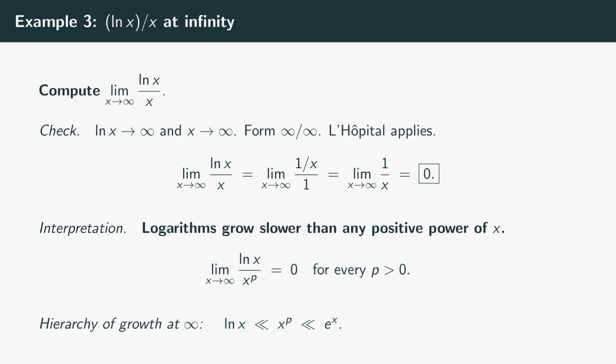Logarithms grow slowest, powers grow faster, exponentials grow fastest. The natural log of x is much less than x to the p, which is much less than e to the x. L'Hopital is the tool that makes that hierarchy rigorous.